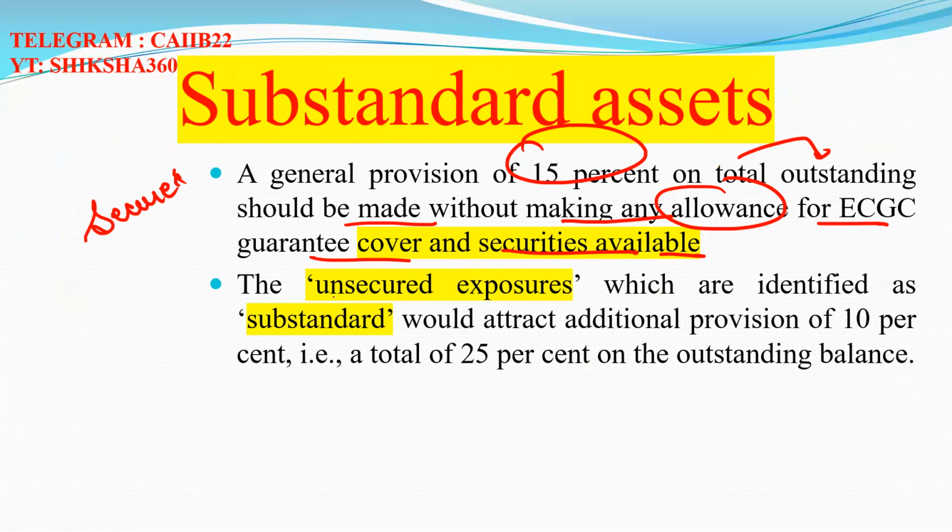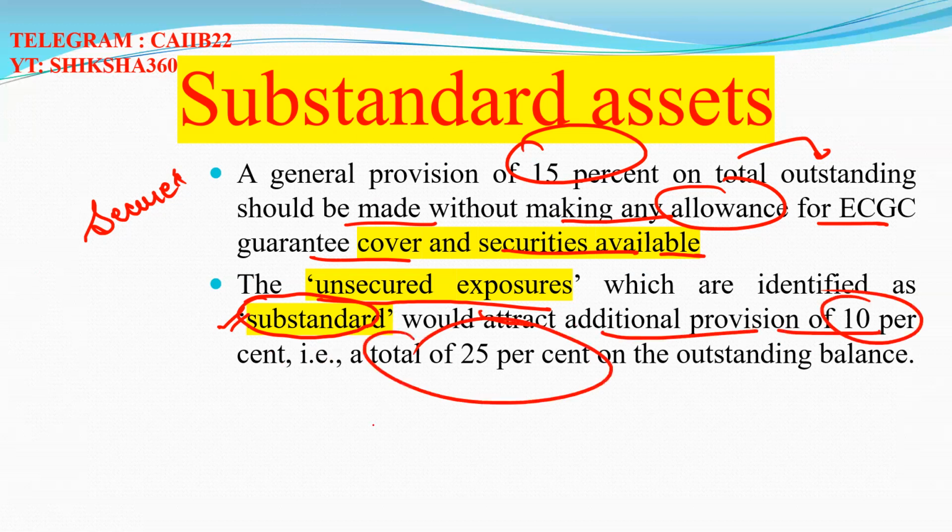The unsecured exposures which are identified as substandard would attract an additional provision of 10%, a total of 25%. So when securities are available, it is 15%, and if it is an unsecured exposure identified as substandard, it attracts an additional 10%, then it is 25% of the outstanding balance.